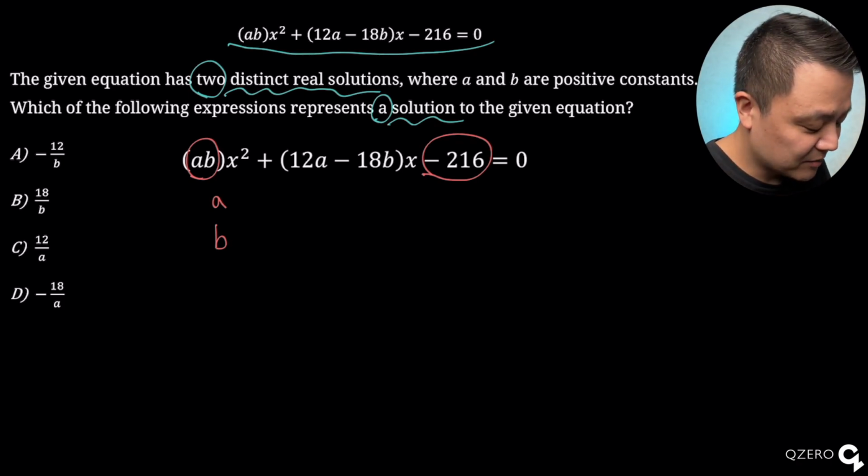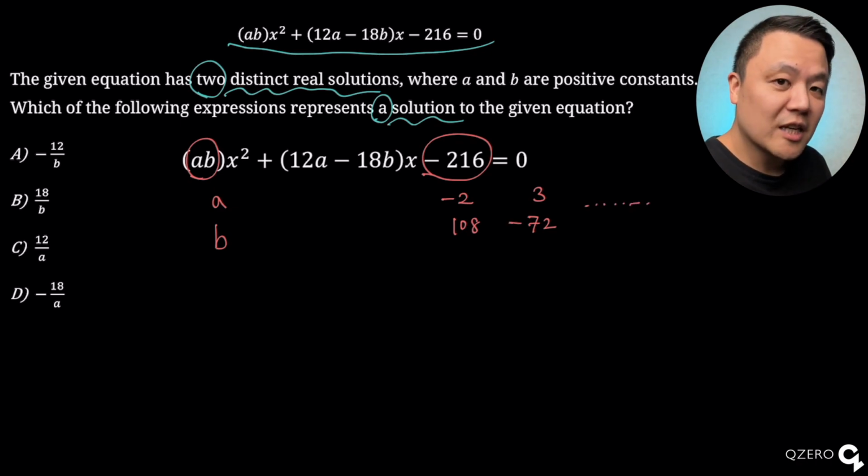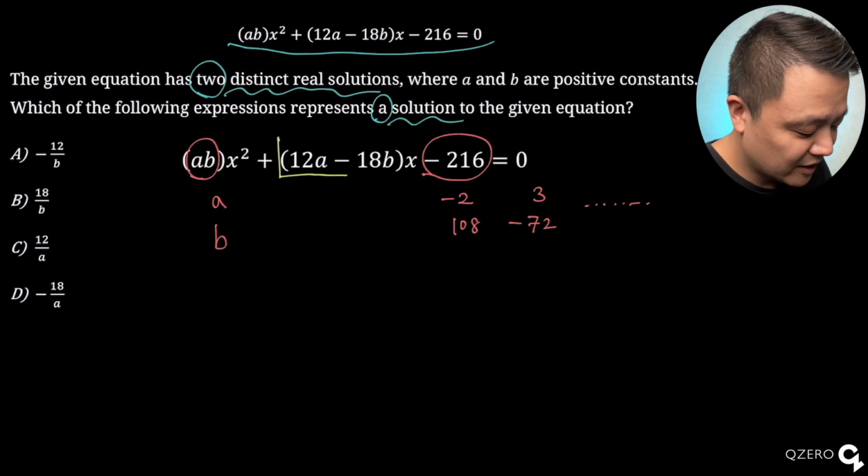It has so many options, 2 times 108 with one of them negative, and maybe 3 times 72, one with negative, and so on. Since 216 can be factored out into many different ways, it's really hard to factor this given quadratic equation. But the thing is, we have a hint here.